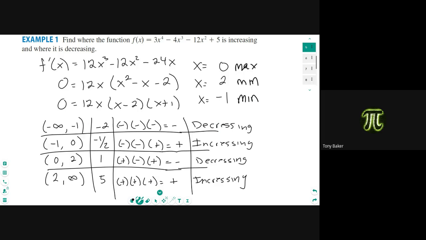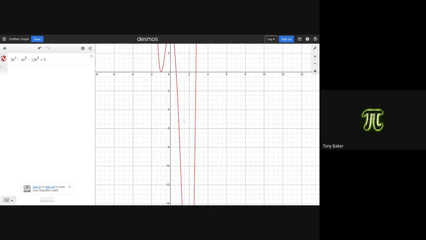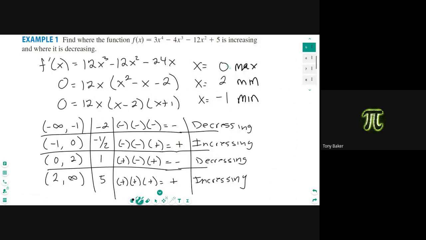So if we look at the graph, -1 was a minimum, 0 was a maximum, and somewhere way down here, 2 is a minimum. So we have that's the first derivative test. Yes. Highest degree of, yes.